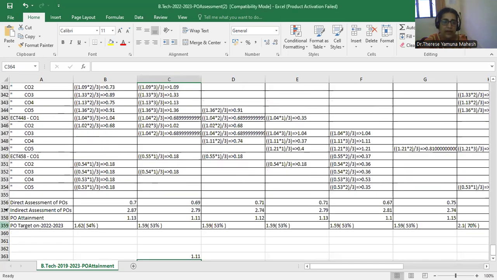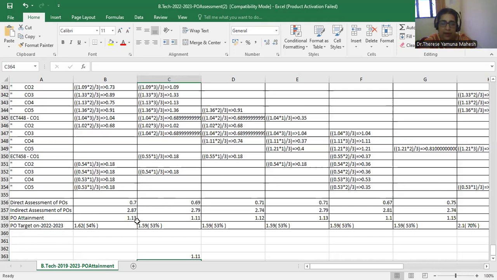And towards the end of the sheet, we have the calculations for the direct assessment of POs. Direct assessment of POs is taking all the average values here, that is 0.7. Indirect assessment of PO is taken from the program exit survey. Just like how we took for course end survey, after 4 years, the students do a program exit survey, and the indirect assessment of PO value is taken from the program exit survey. Then we have the PO attainment value.